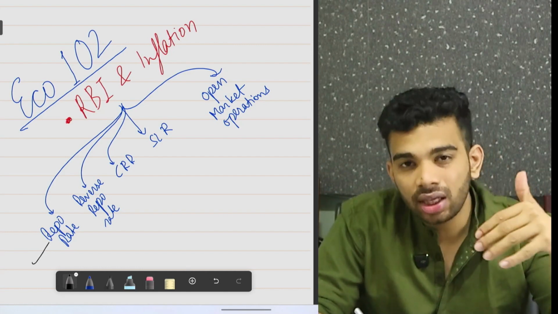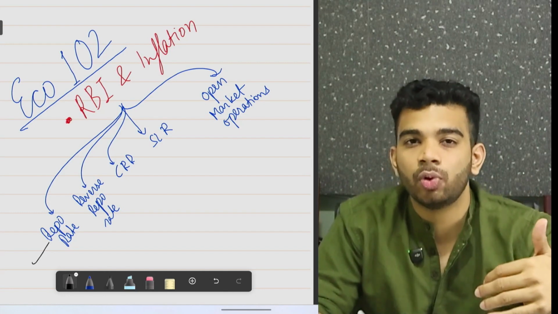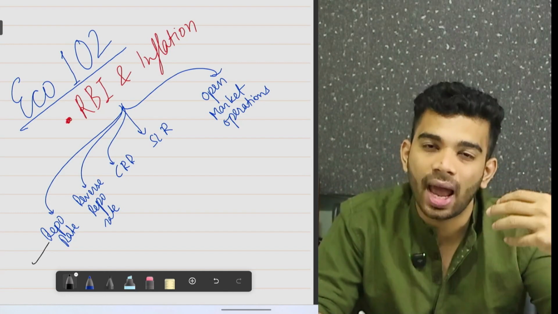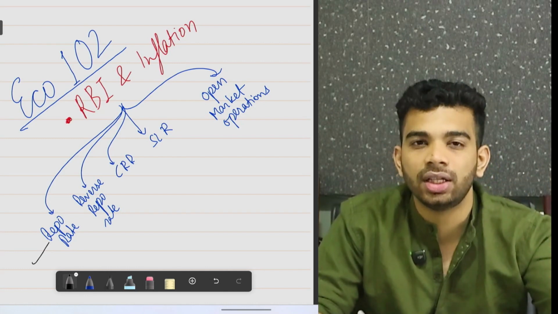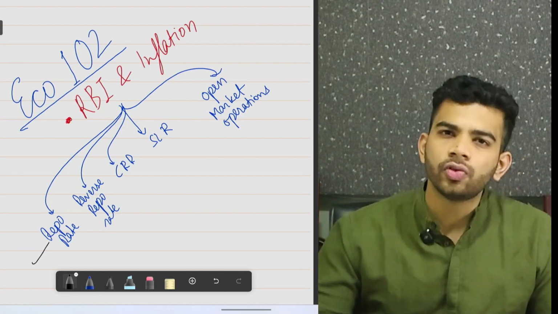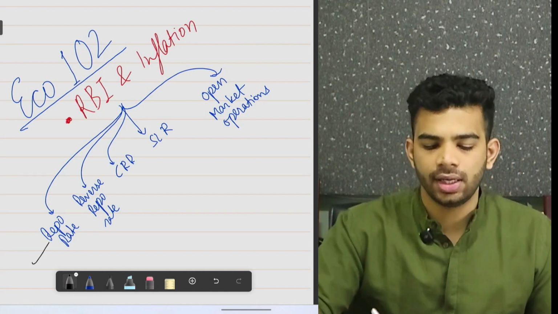So these are the other tools in addition to just repo rate that the RBI can use in order to control the money supply and in turn the inflation in the economy. So we'll be outlining all of these different tools one by one. So the first tool that we'll be looking at today is the reverse repo rate.